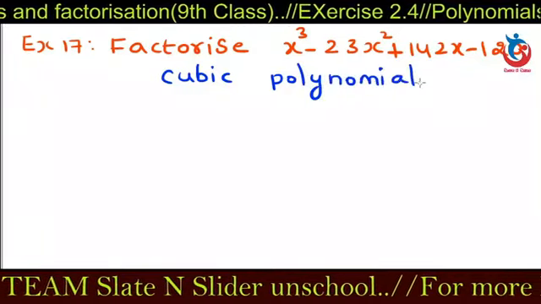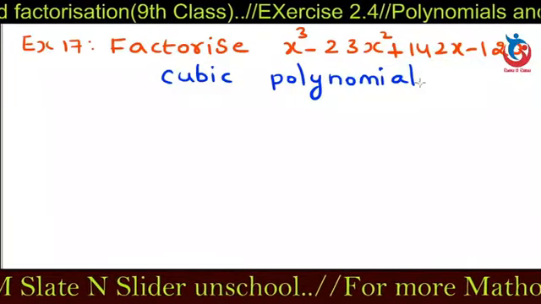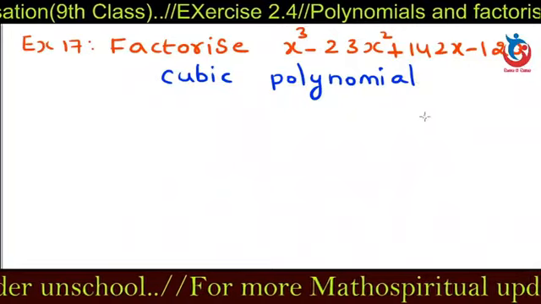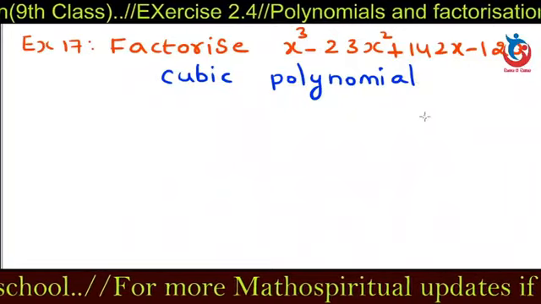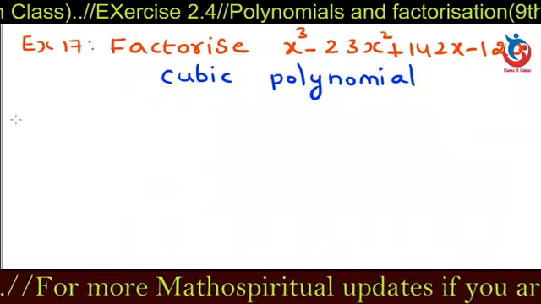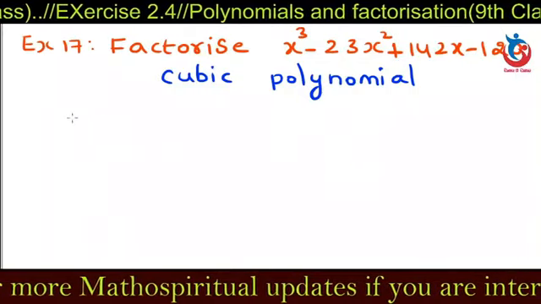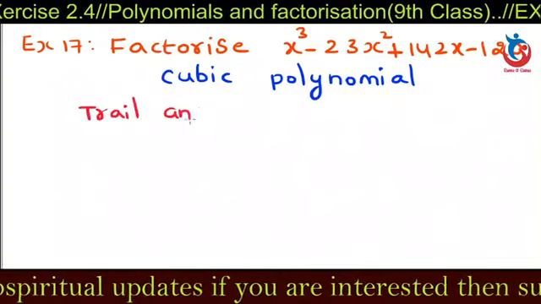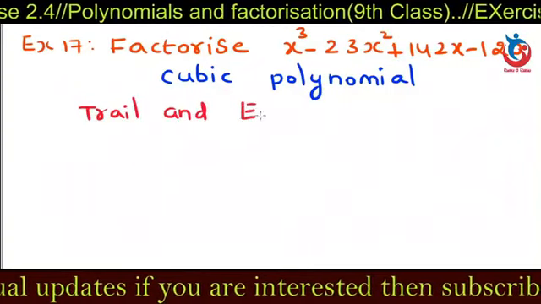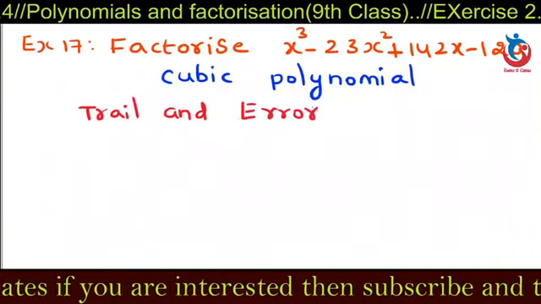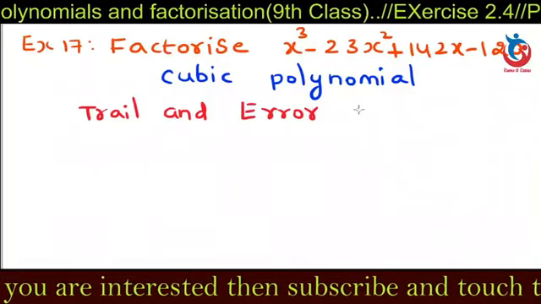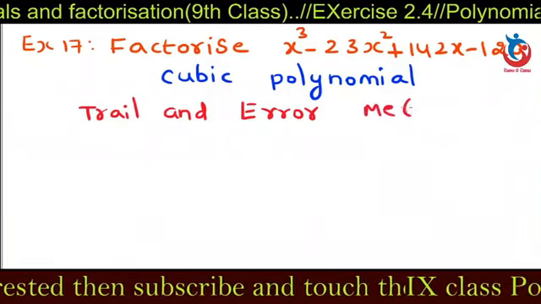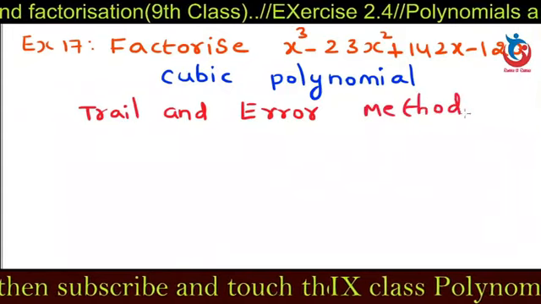So how to find the factors? Actually, if it is a quadratic polynomial, then it's very easy to find. But for the cubic polynomial, what do we have to do? By trial and error method itself, we have to find the factors. Trial and error in the sense, we have to assume that one number is a factor of this polynomial, and we will check. So if we get the remainder 0, then it is a factor.